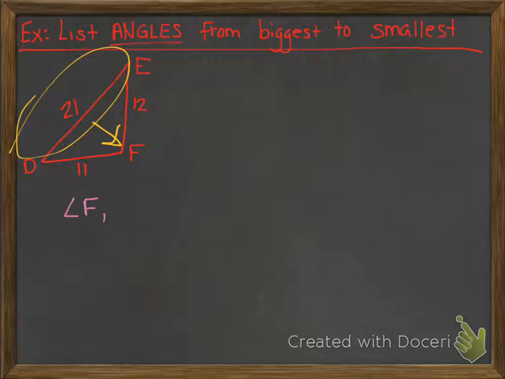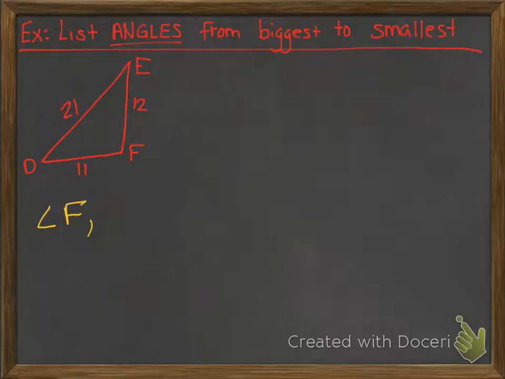Then I'm going to look for my medium side, which is 12. Across from EF is angle D. And then my smallest side is 11, so across from my smallest side is angle E, which is my smallest angle. And we're done.